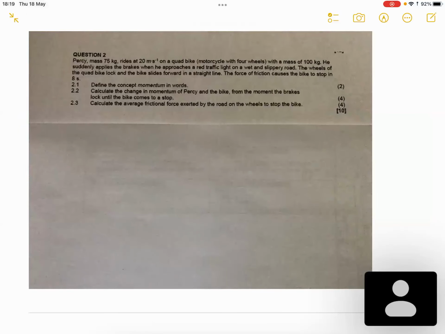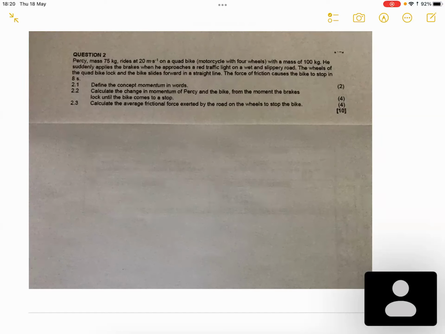Okay, so this is question 2. Percy, mass 75 kilograms, rides at 20 meters per second on a quad bike. That's a motorcycle with 4 wheels, with a mass of 100 kilograms. He suddenly applies the brakes when he approaches a red traffic light on a wet and slippery road. The wheels of the quad bike lock and the bike slides forward in a straight line. The force of friction causes the bike to stop in 8 seconds.